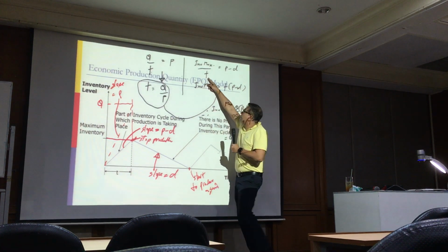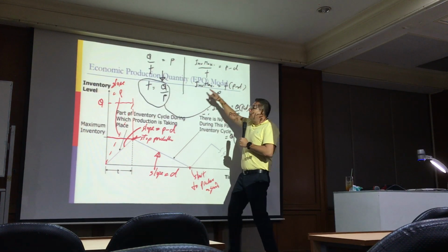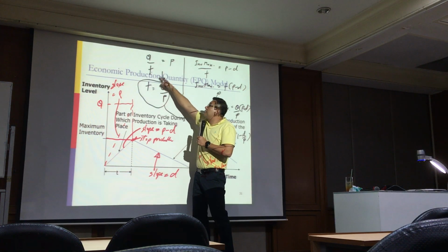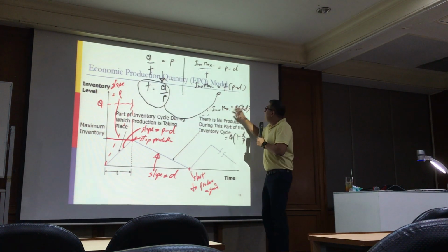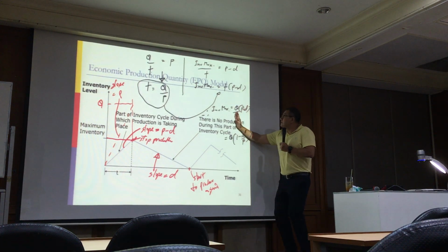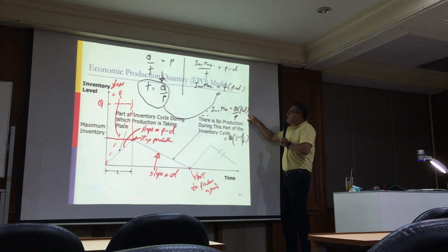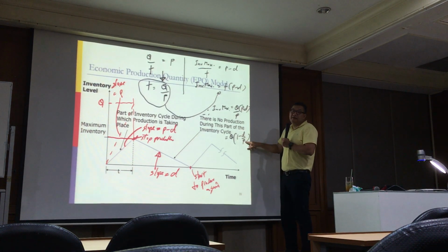For inventory maximum, we just use T to multiply this term, but T actually comes from Q over P. Then we substitute Q over P for T here. We have this as the result for inventory maximum, and we simplify this term so we can have Q over 1 minus D over P.